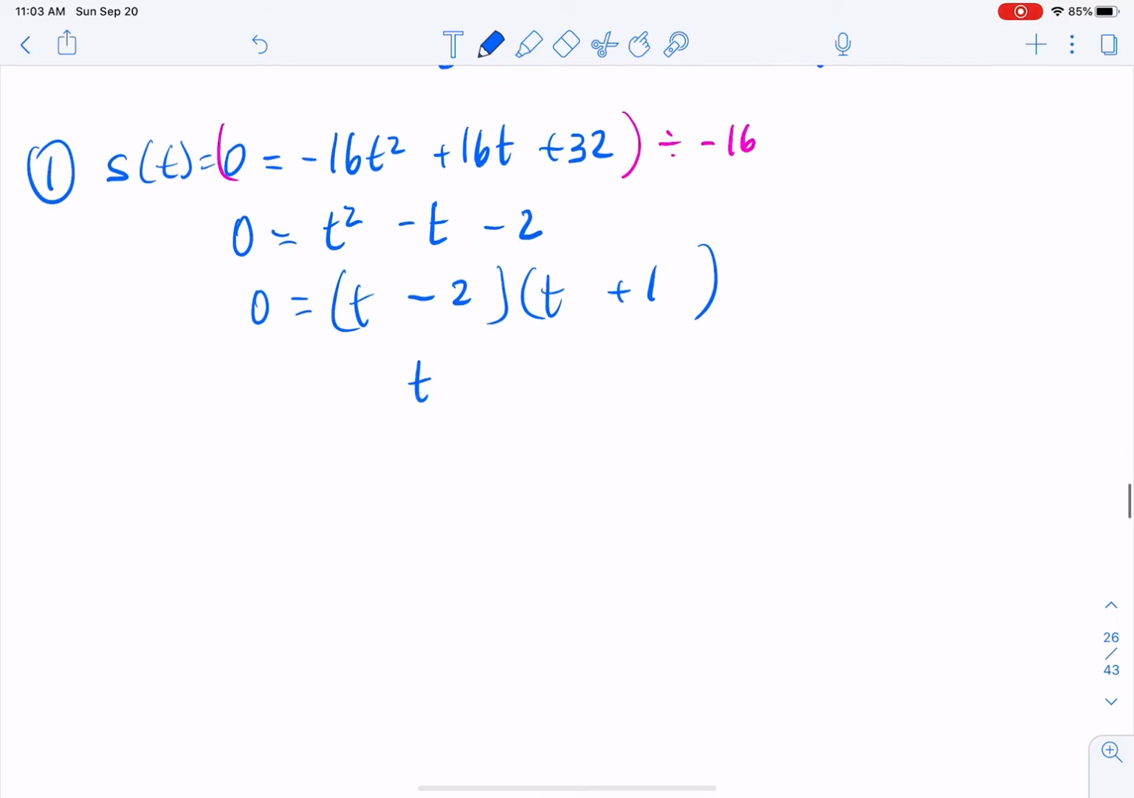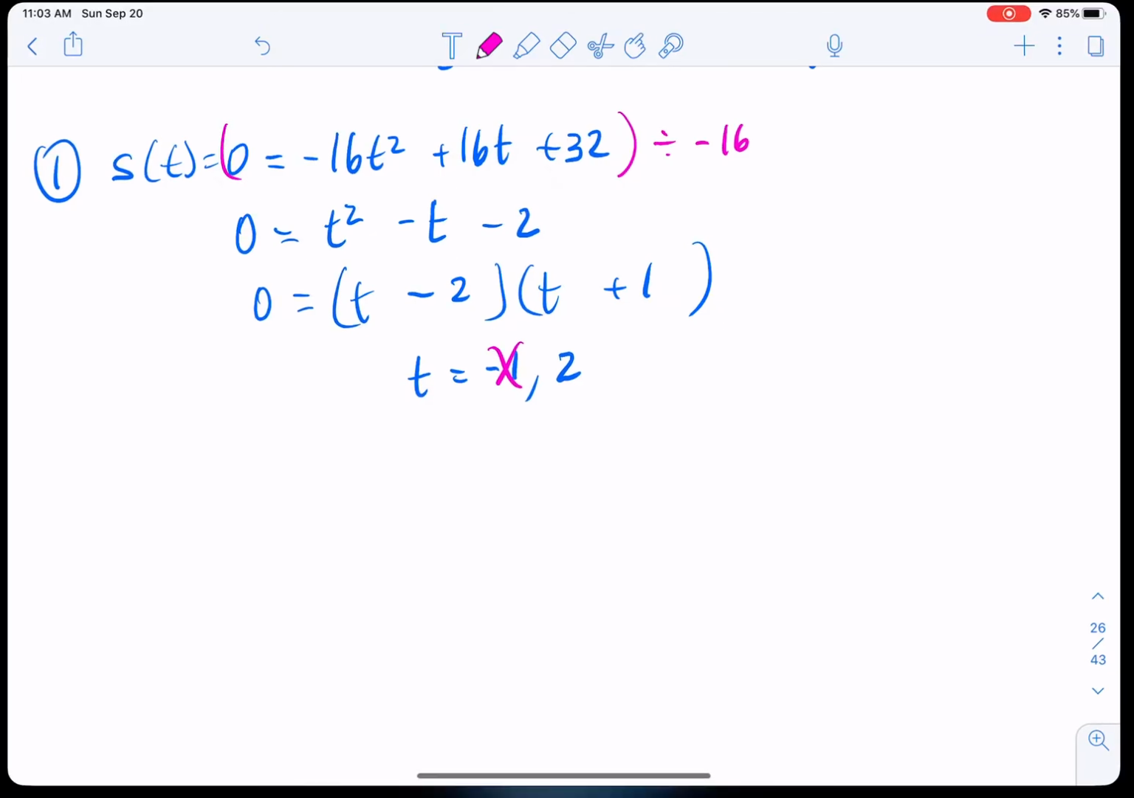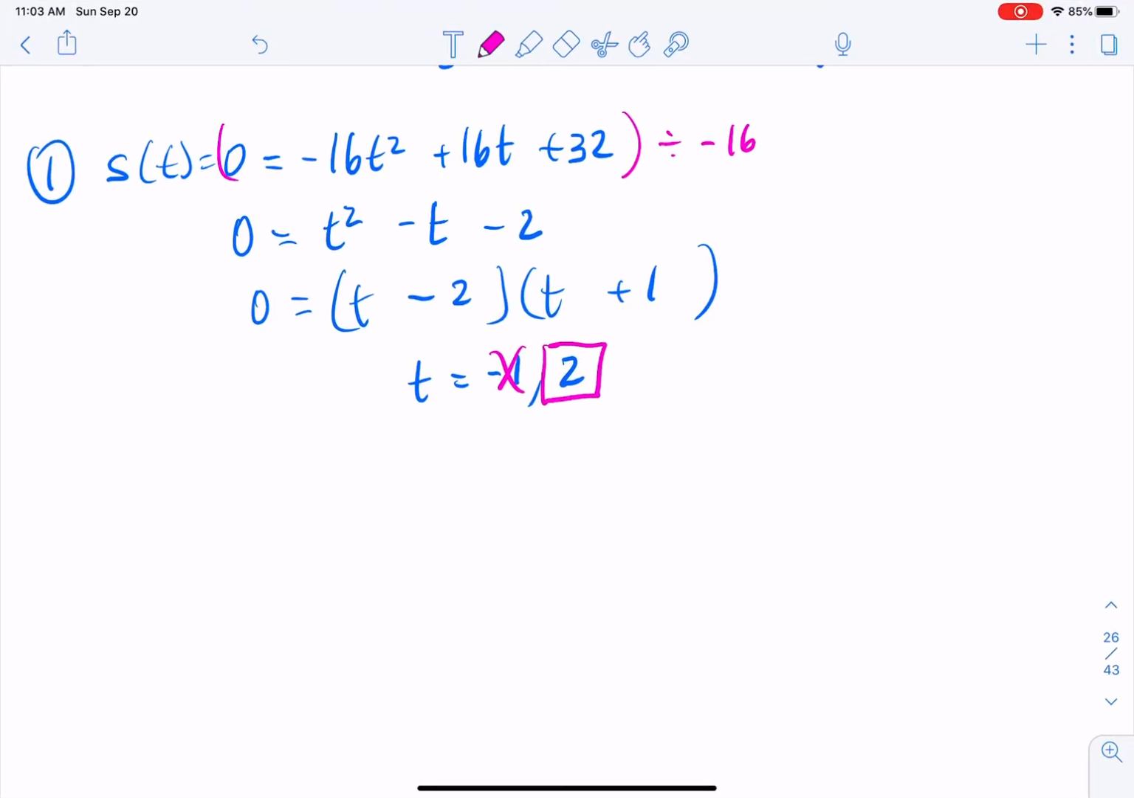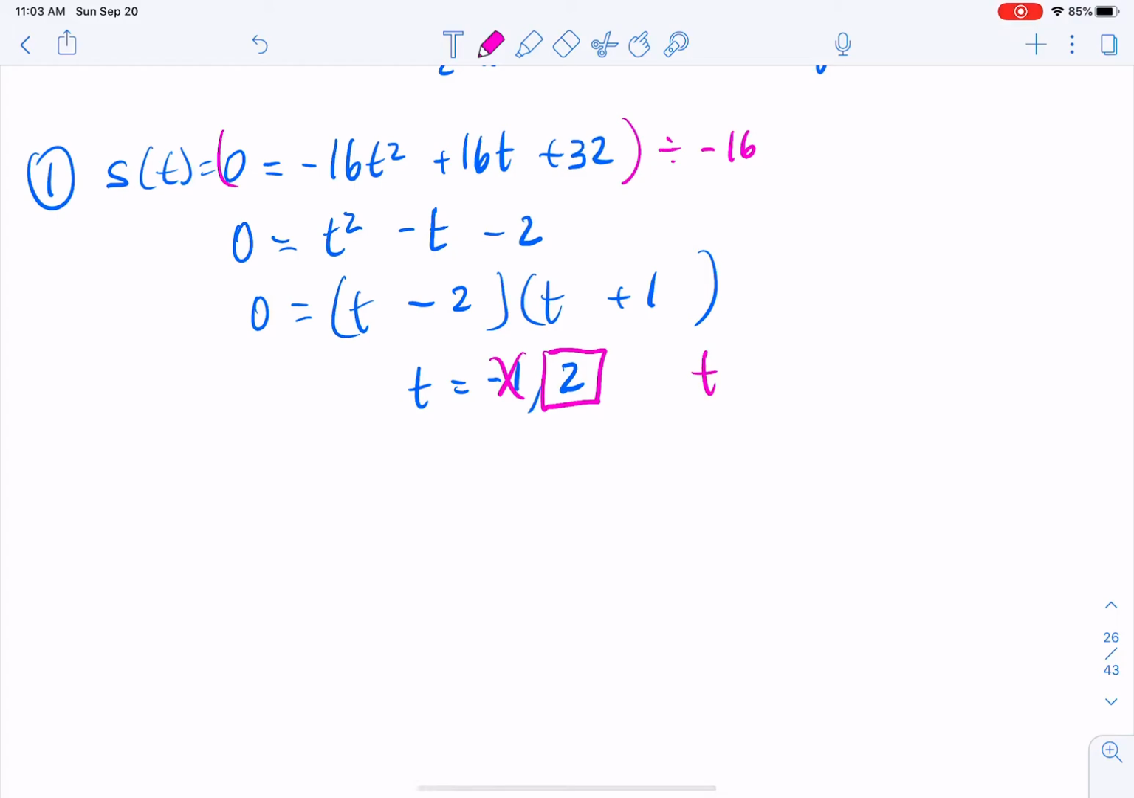Set them equal to 0, and we have t is equal to negative 1 and positive 2. So does the diver hit the water at 2 different times? No, we have to get rid of one of these answers. The negative 1 doesn't make any sense. The diver hits the water at time t equals 2 seconds. I'm going to make sure that I put some units on there.